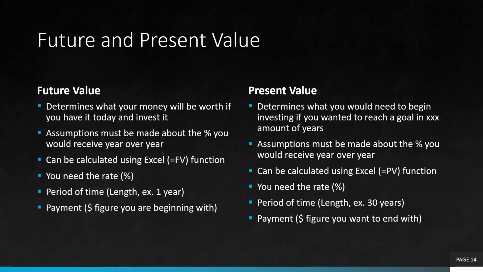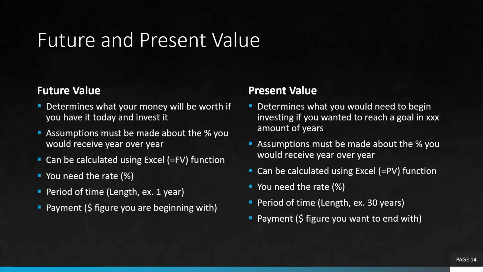This can all be calculated using the Excel function for future value. So instead of PV of what I just showed you, you would use the FV function for future value. You need the rate, which is the percentage that you think you're going to earn, the period of time, if it's a year, 2 years, or 3 years, and the payment, which is the dollar figure that you're going to begin with. In the present value, that determines what you need to begin investing if you want to reach a certain goal in future years, right?